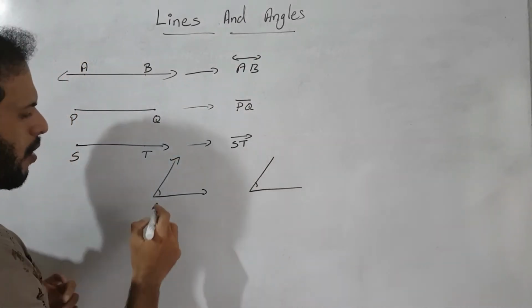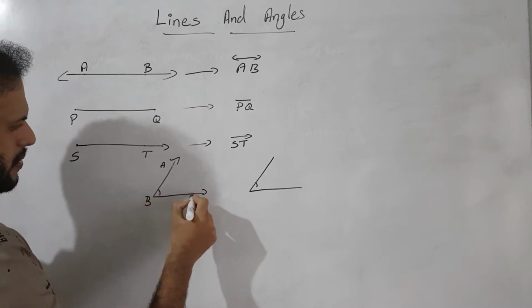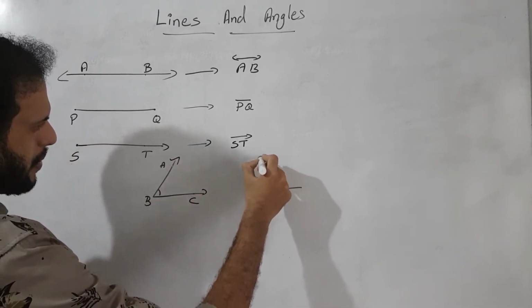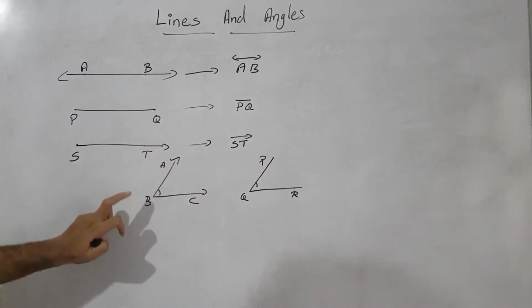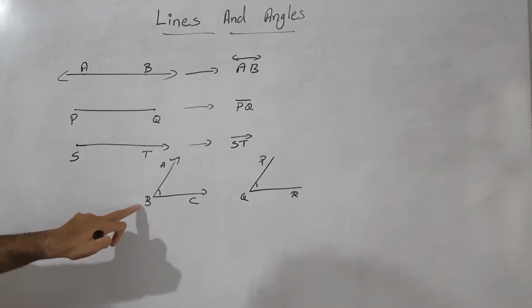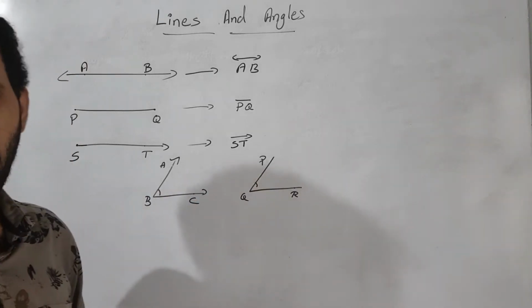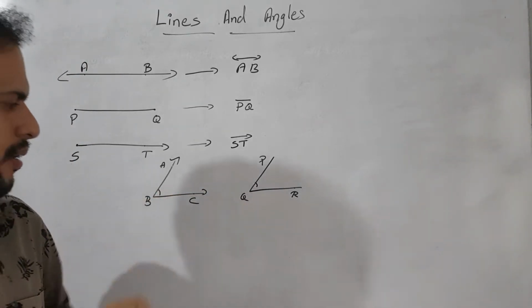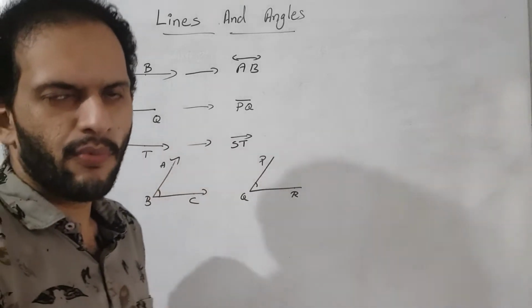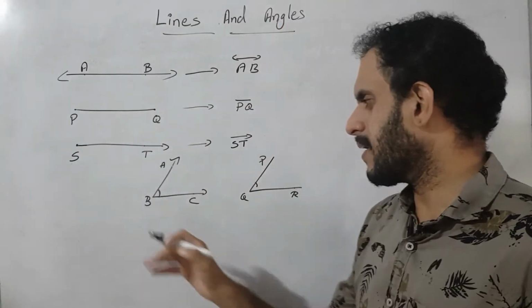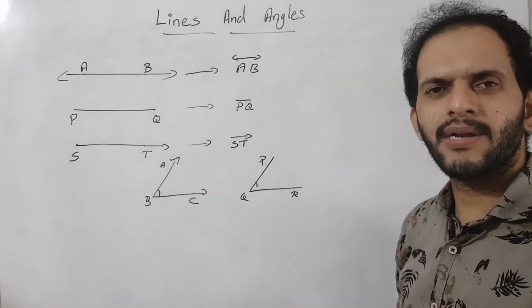Correct? The rays or line segments intersect or meet at one point, then they form an angle. Then what do we call this? We give the name like this here: A, B, C, and here P, Q, R. Then what is the name of this angle? The angle name is angle ABC, and here angle PQR. Correct? Then this one is called the vertex. The vertex of the angle. B is the vertex of the angle, the corner of the angle. And Q is also the vertex of the angle.